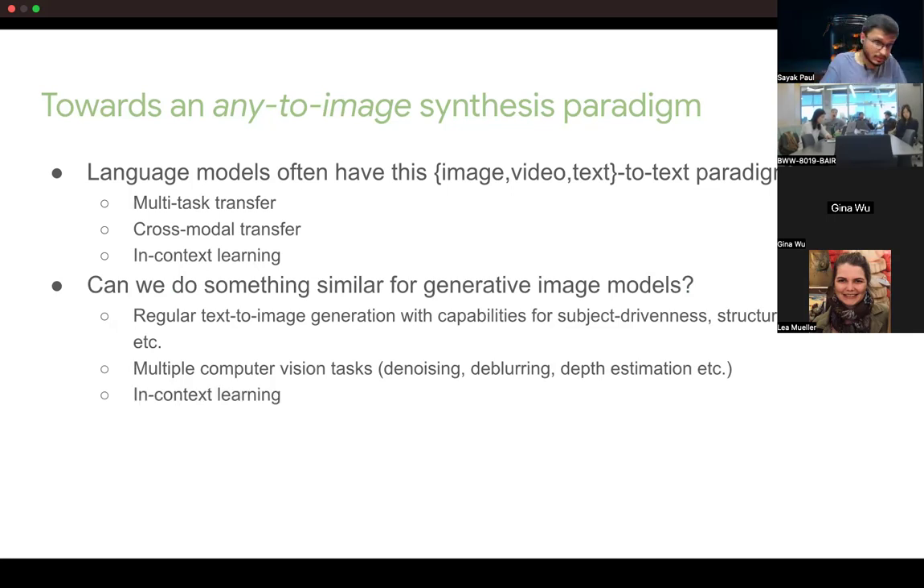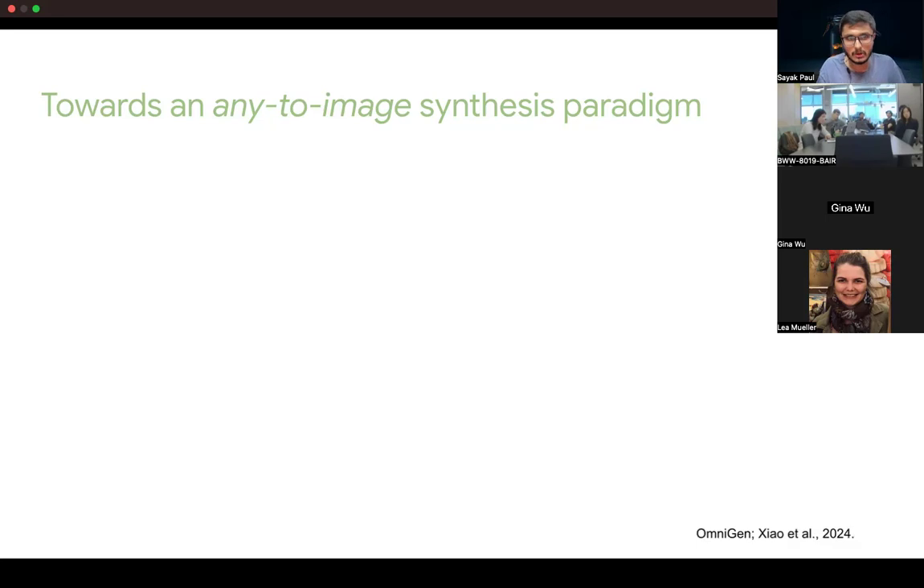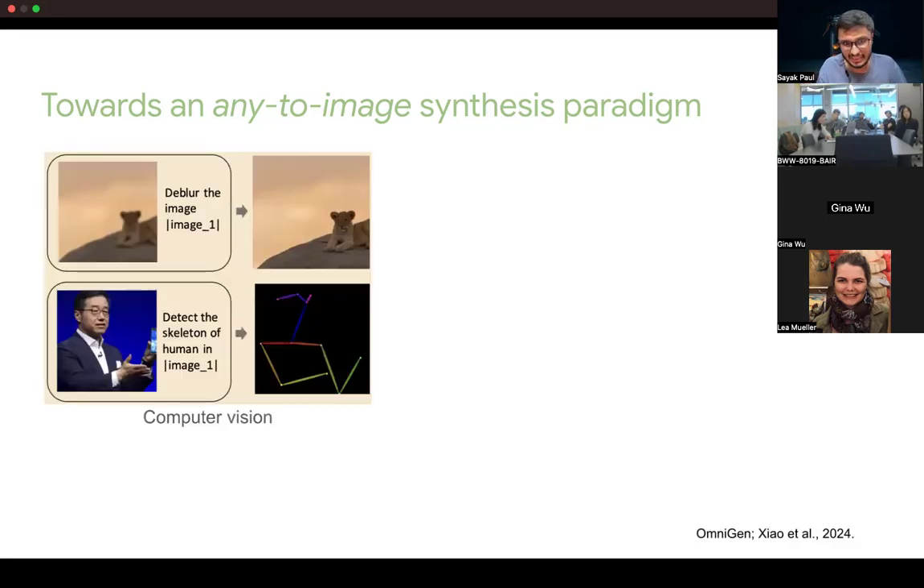And then we also want the model to have in-context learning. Some questions would be, how do we create such a data mixture in the first place? And what architectures to use? And how do we learn new tasks quickly? How do we induce the concept of task embedding, for example? Now, I want you folks to think about that.